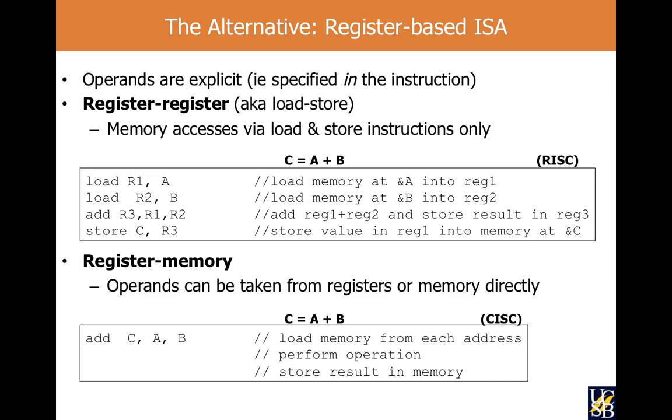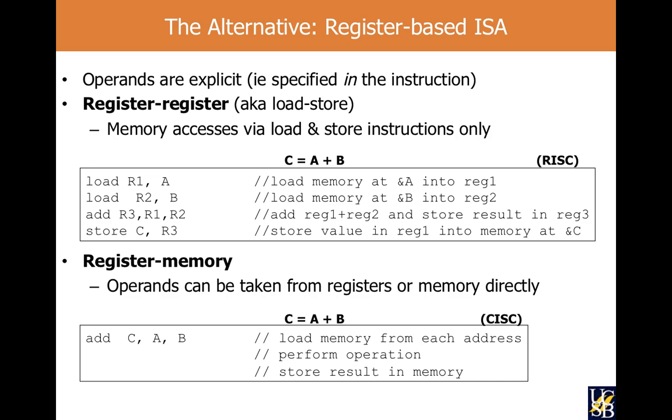There are two types of register-based ISAs. The first one's called a register-register ISA, or a load-store machine. This is where memory accesses are done via load and store instructions only, and all other operations are performed on registers. So you move the data from memory to registers, and then you perform the operations on registers, as shown in the example. Another name for this type of architecture is RISC, Reduced Instruction Set Architecture.